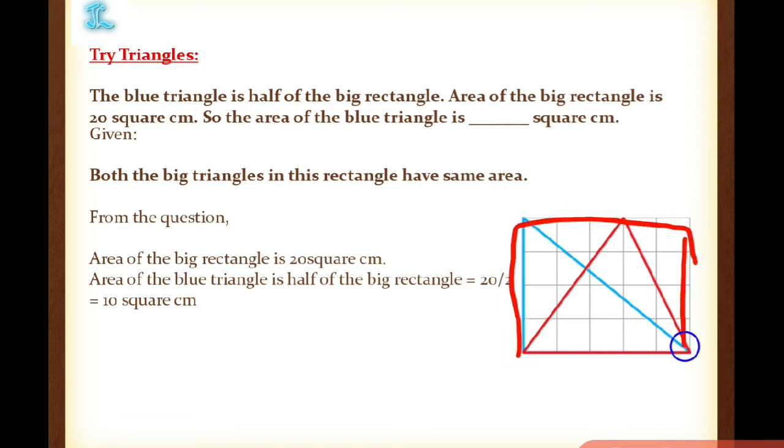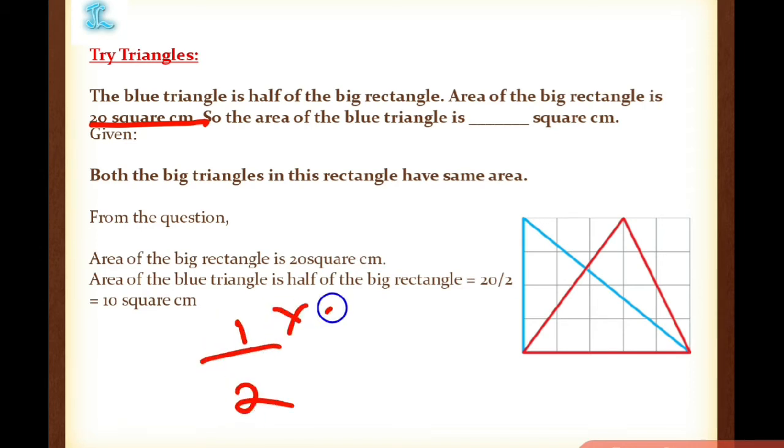Understand the terms they are saying clearly. This is the rectangle. This is the triangle. So what they are saying is this is exactly half of that rectangle. So if the area of the rectangle is 10, what will be the area of the triangle? 5, half. Now from the question, the area of the big rectangle is given. The whole rectangle is 20. So the area of the blue triangle will be how much? Half of 20. Yes or no? Half of 20, so that is 20 by 2, that is 10 square centimeters.